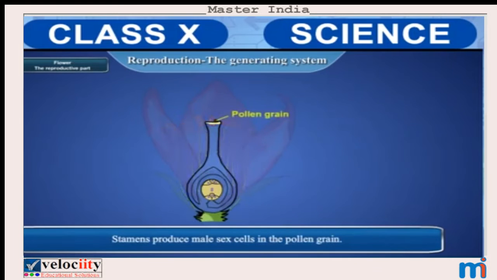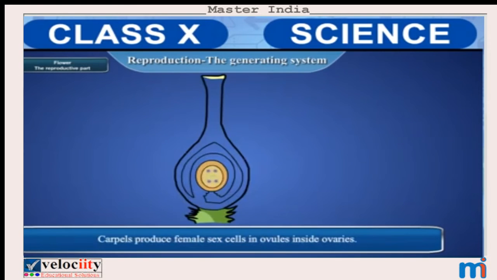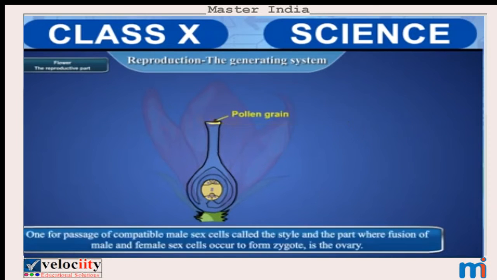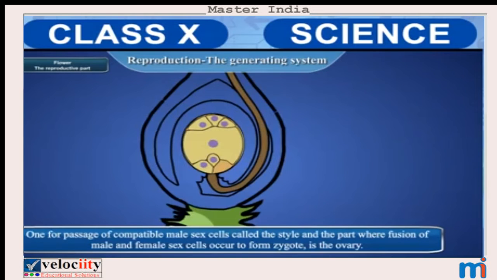Stamens produce male sex cells in the pollen grain. Carpels produce female sex cells in ovules inside ovaries. Carpels have three main parts. One to receive the pollen, called the stigma. One for passage of compatible male sex cells, called the style. And the part where fusion of male and female sex cells occurs to form the zygote is the ovary.